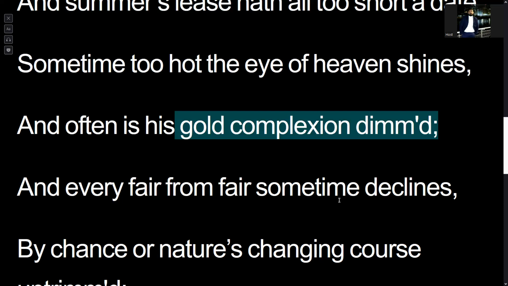So I say all that to say that he's saying to the person he's speaking to, you are more beautiful than all of that. You are more gorgeous than all of that. Despite the sun doing all of that for us, you are more beautiful and gorgeous and perfect than all of that. And he's saying that the sun, gold complexion dimmed, means that even the sun, as great and powerful as it is, oftentimes gets hidden behind a cloud. Sometimes it's not as strong in the sky, things like that.